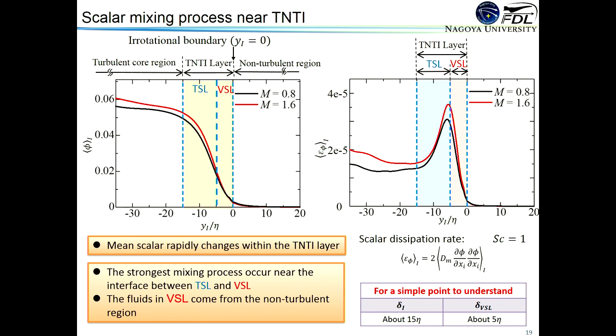And if we look at here, in the low turbulent region and the viscous superlayer, the value of the scalar is very small, and the scalar is much larger in the turbulent core region and the turbulent sublayer. This implies that the fluid in the turbulent sublayer comes from the turbulent region, and it meets the fluid in the viscous superlayer which comes from the low turbulent region at this location. So the strongest mixing process happens here.